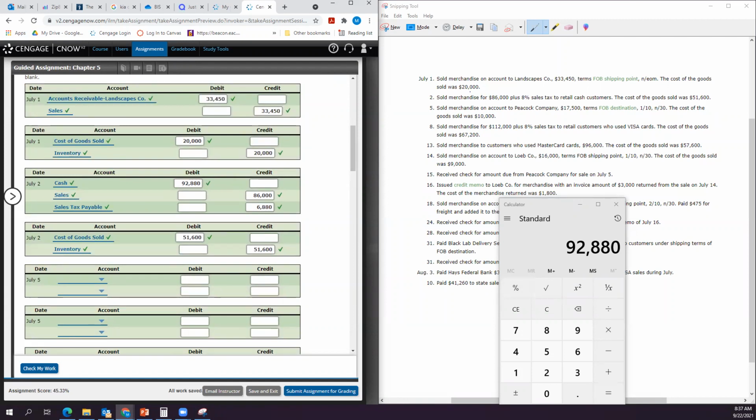On July 5th, we sold merchandise on account to the Peacock Company, $17,500, terms FOB destination. Just remember FOB, freight on board destination, means that we retain ownership of this property until it arrives at the customer's destination. Our terms here are 1/10, net 30. So there's a 1% discount if they pay within 10 days. And the cost of goods sold was 10,000.